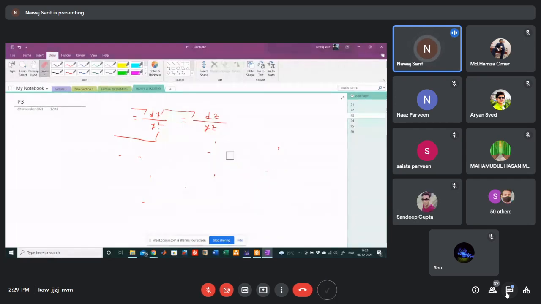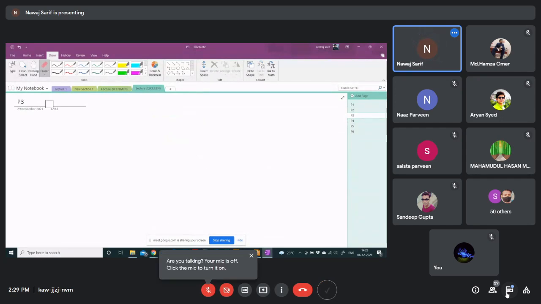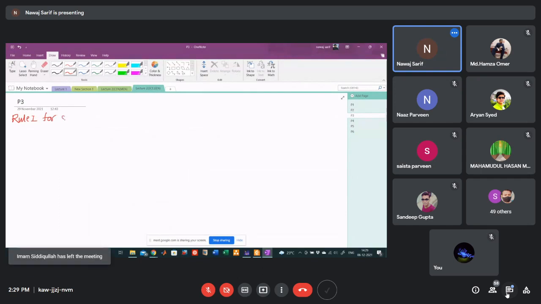So write down Rule 1 to solve this type of equation. Rule 1 for solving dx by P equals dy by Q equals dz by R. This is Rule 1.